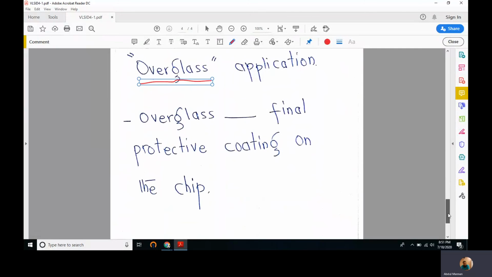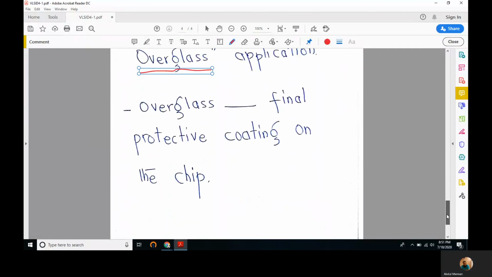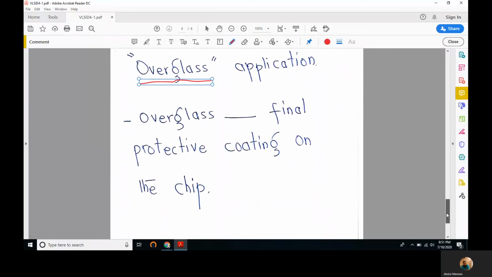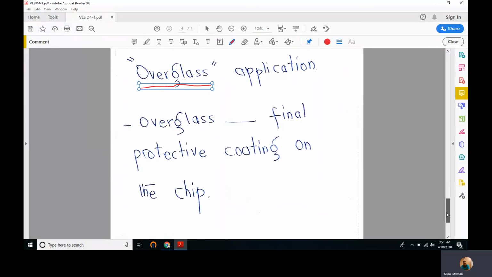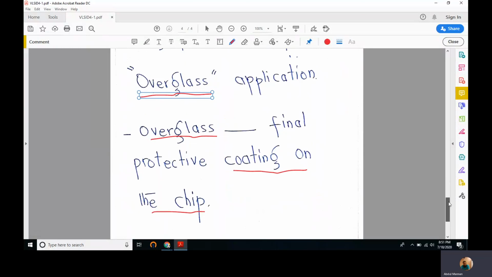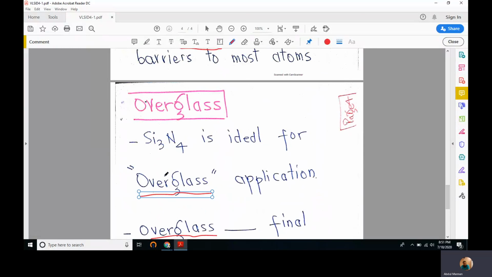Once we have developed the chip and we want to pack it under a protective sheet that is an insulator, the whole IC chip is packed in a coating that we call overglass, and most of the time overglass is made up of silicon nitride.